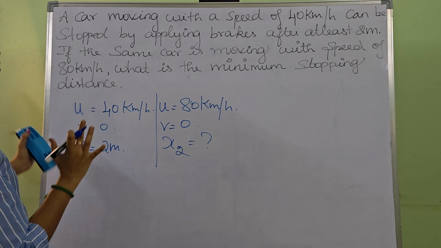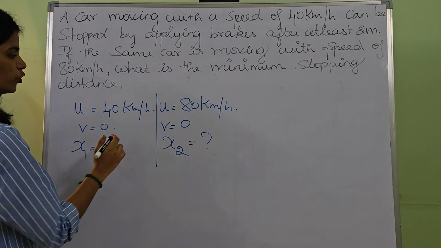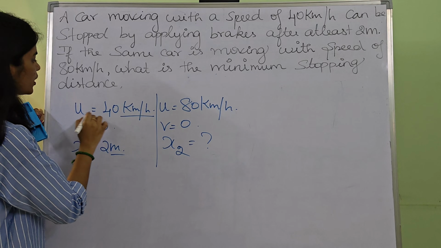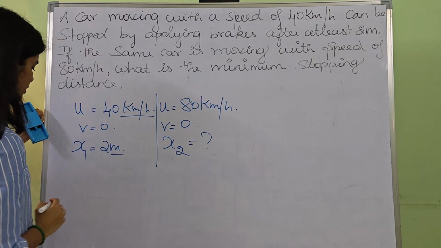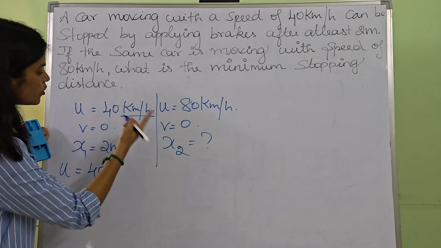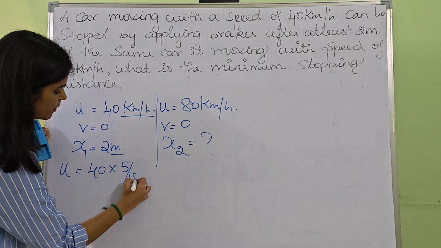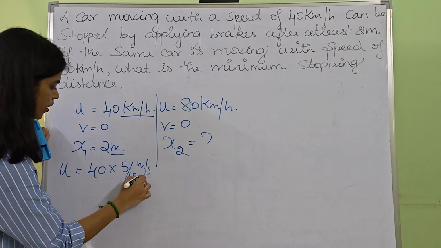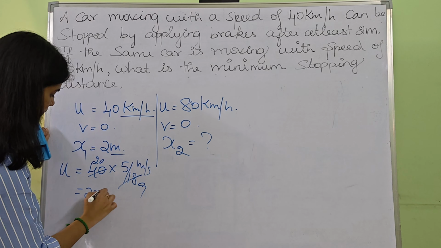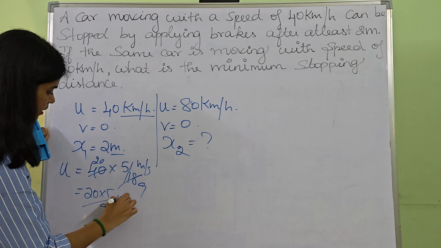Okay. So now based on this condition, here it is in kilometer per hour, and here the distance is in meters. So now you want to convert this kilometer per hour into meter per second. So u equal to 40 km per hour, when you convert it into meter per second, is multiplied by 5 by 18 meter per second. So just cancel with the 2, here it is 20. So 20 into 5 by 9 meter per second.